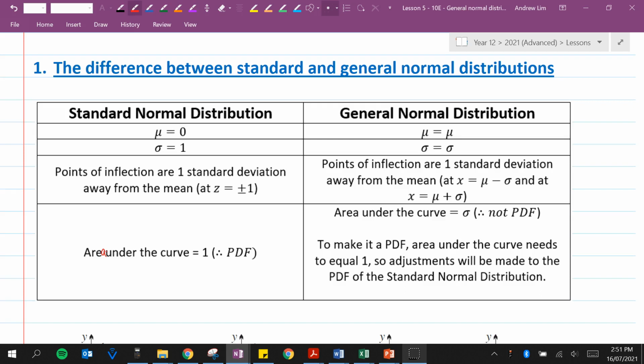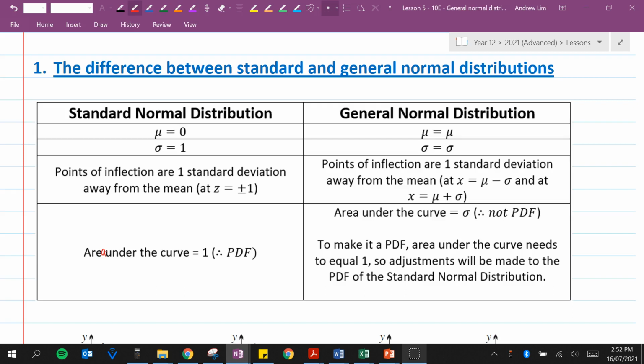Points of inflection are also 1 standard deviation away from the mean, but instead of the z-scores being plus or minus 1, we've got x, the score itself, equal to the mean minus the standard deviation, and the mean plus the standard deviation. So 1 standard deviation above and below the mean. The area under the curve for a general normal distribution is actually not equal to 1. It's actually equal to sigma, the standard deviation. So in that case, it's not a probability density function.